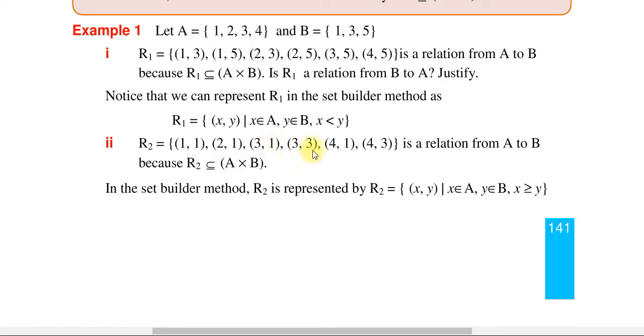Set R2 is a set of (1,1), (2,1), (3,1), (3,3), (4,1), (4,3) is a relation from A to B because R2 is a subset of A cross B.